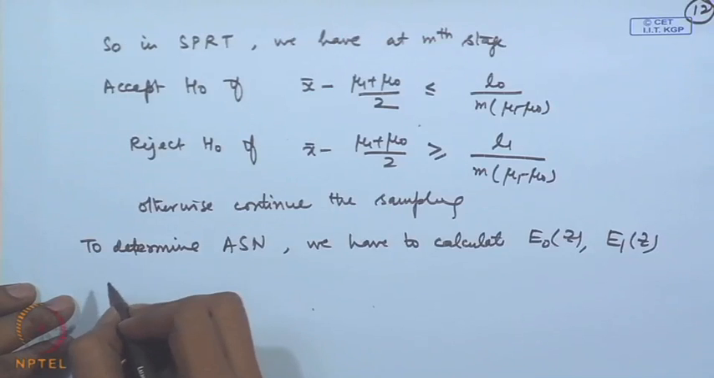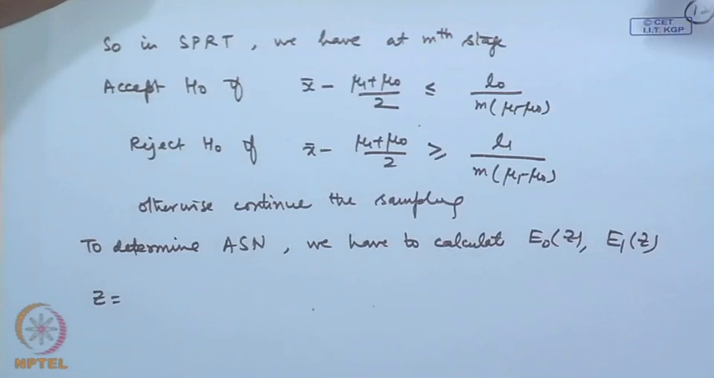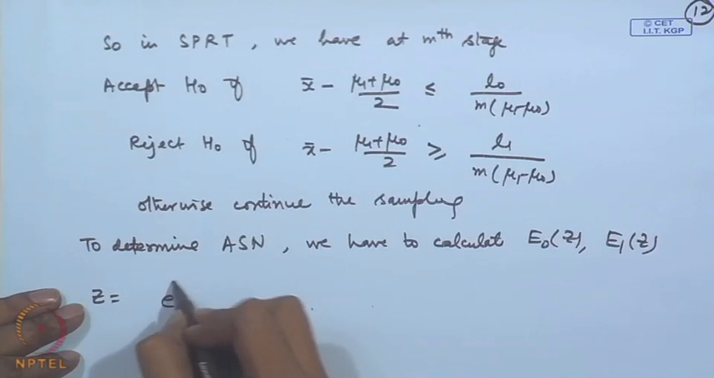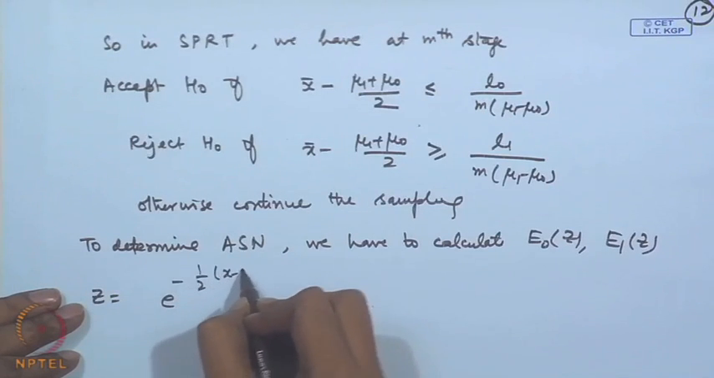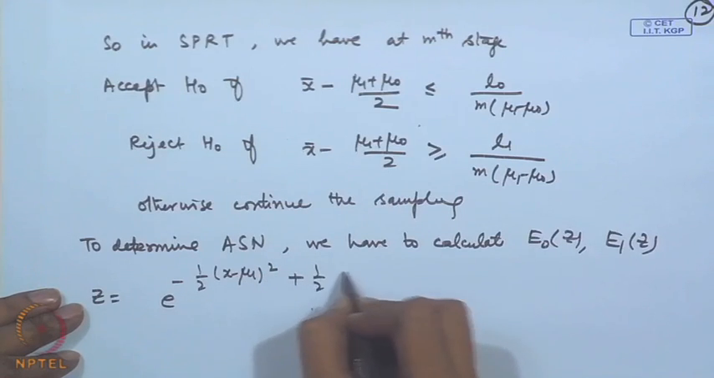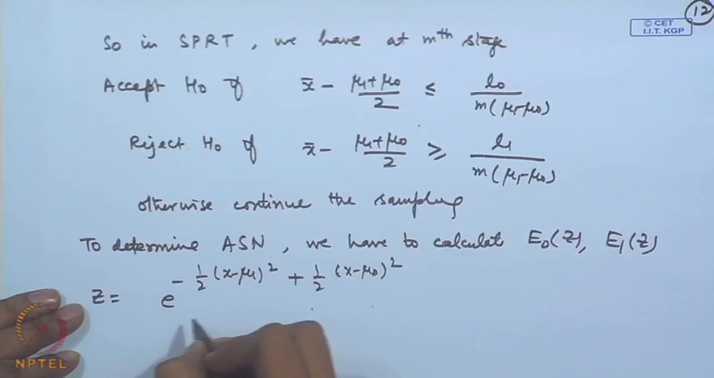Okay. What is z? Z is equal to log of e to the power minus half (x minus mu 1) square divided by e to the power minus half (x minus mu naught) square, and we have taken log here.